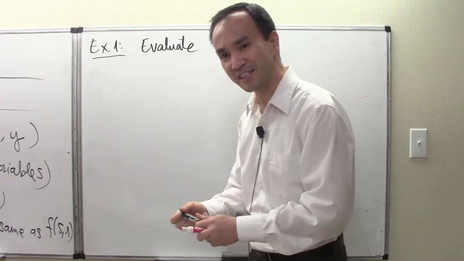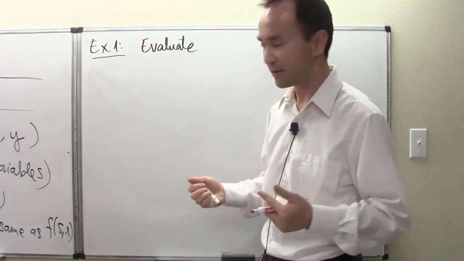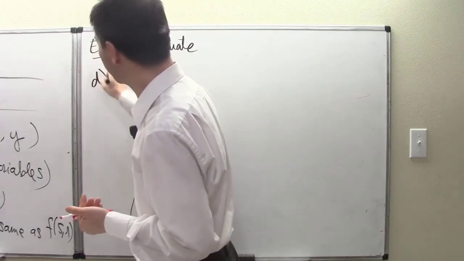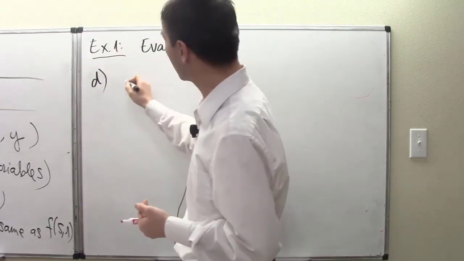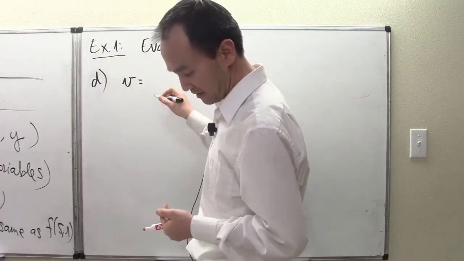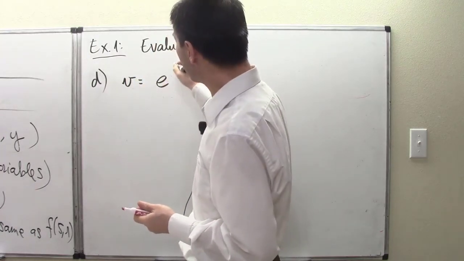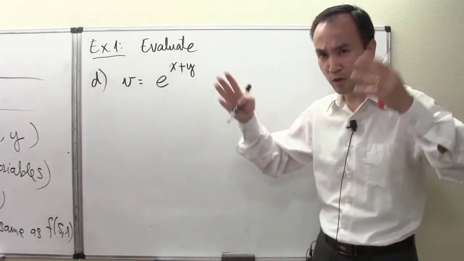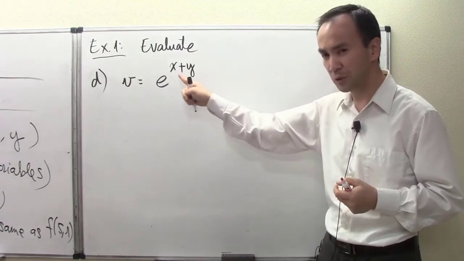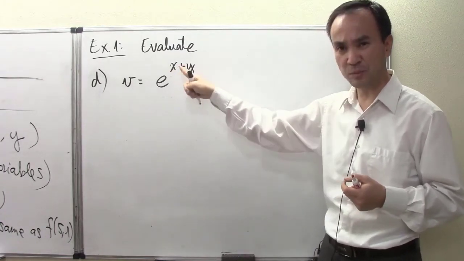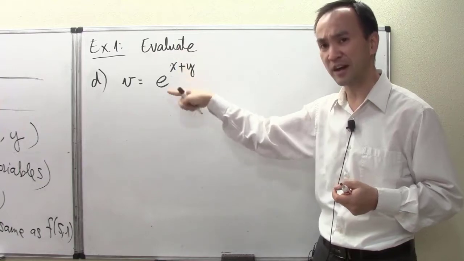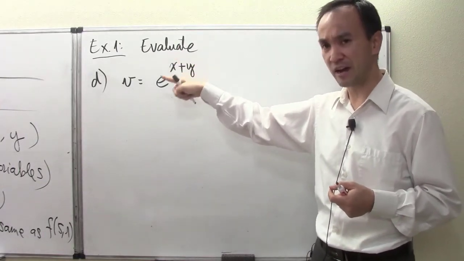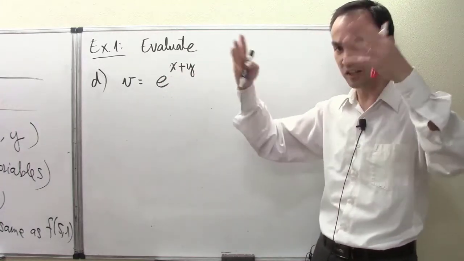Now let's look at part D of our current example. We still want to evaluate, and I'm going to call that V, equal to e raised to the x plus y power, or e raised to the exponent x plus y. So we have the two input variables being placed in the exponent of our function, the e to the something.